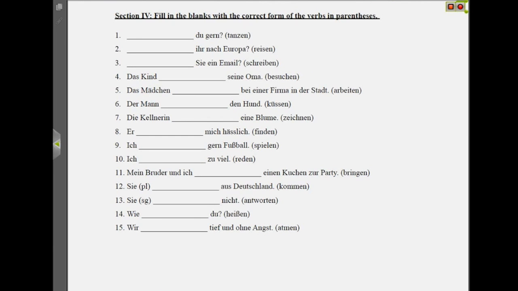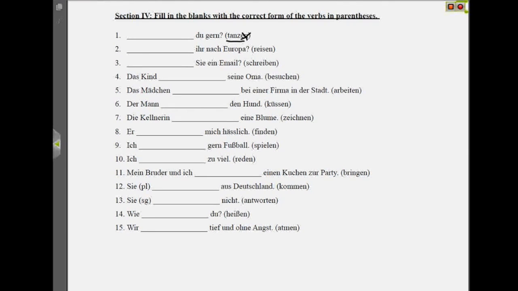In this section, we're supposed to fill in the blanks with the correct form of the verb in parentheses. So, after each sentence, we have a verb, and we're supposed to drop the en and add the ending appropriately, based on what the subject of the sentence is. So, Nummer 1. Something du gern.